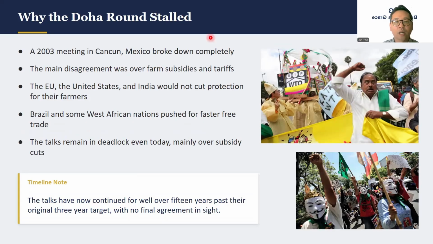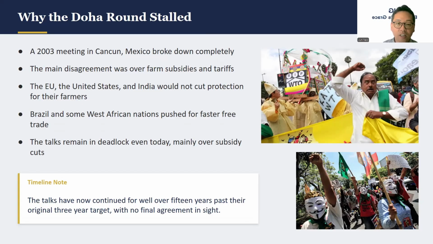So why has the Doha Round never finished? A major meeting was held in Cancun, Mexico in September 2003. The core problem was agriculture. There was no agreement on how to reduce farm subsidies and tariffs. The European Union, the United States, and India were among the countries unwilling to cut protection for their politically important farmers. Meanwhile, countries like Brazil and some West African nations wanted free trade in agriculture as quickly as possible.